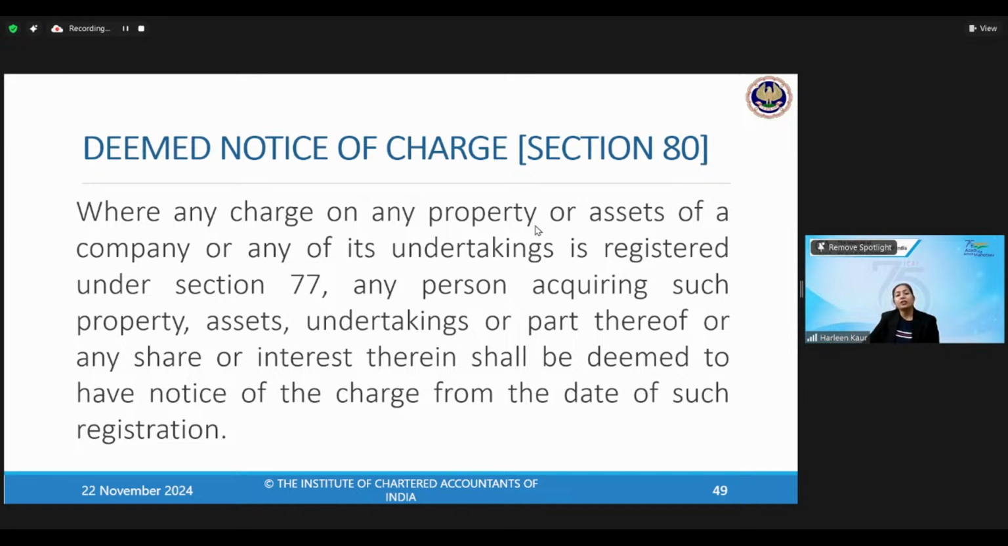When any charge on any property or assets or any undertaking is created, any person acquiring these property and assets shall be deemed to have notice of the charge. Now, what is the meaning of deemed notice of charge?